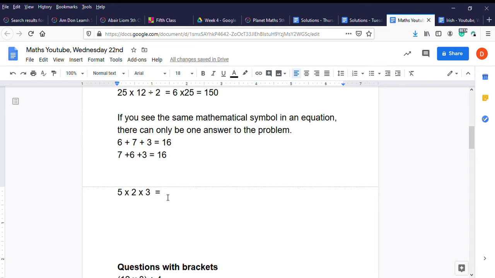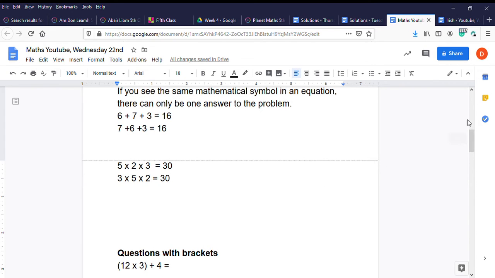The same is true for multiplication. 5 by 2 by 3. 5 by 2 is 10, by 3 is 30. Let's reorder the numbers. 3 by 5 by 2 is also 30. That won't hold true for division, by the way.